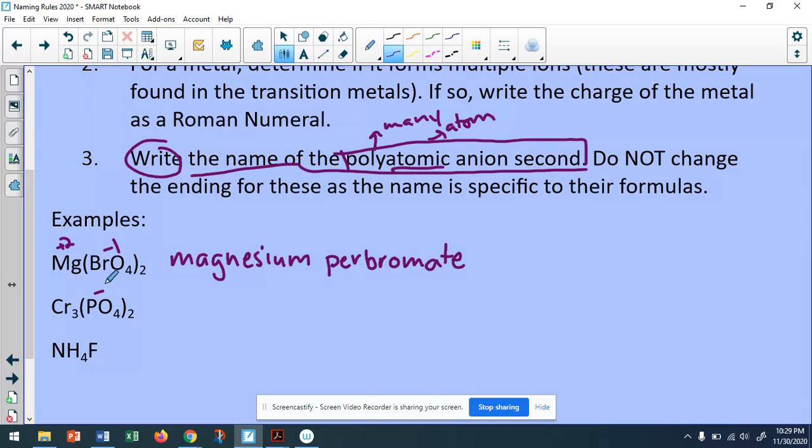So I have a -3 ion, and I have 2 of them. That gives me a total negative charge of 6. That means I need to have a +6 here. And since I have 3 Crs, 6 divided by 3 means they each are a +2. So that means I can write chromium. My Roman numeral is my charge, which is a 2. And the name of my ion is phosphate.